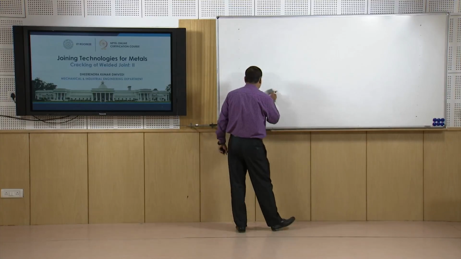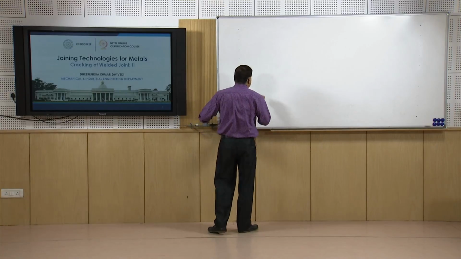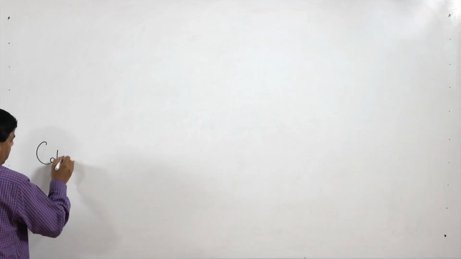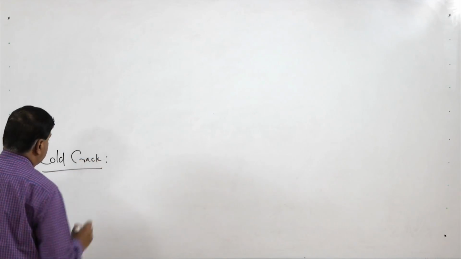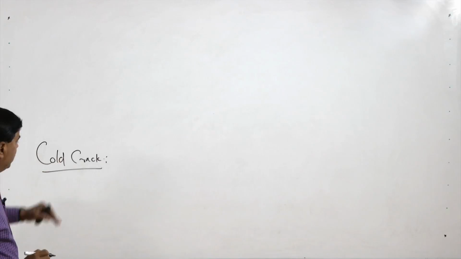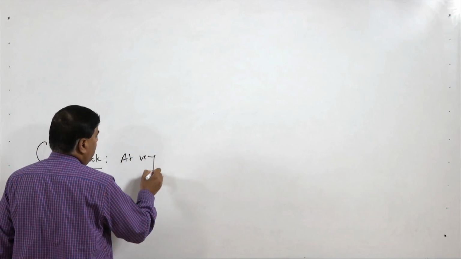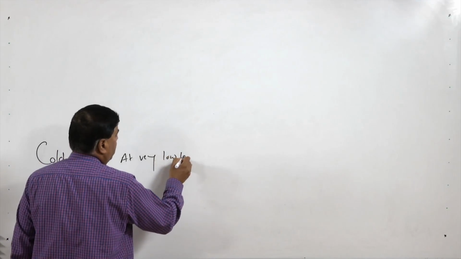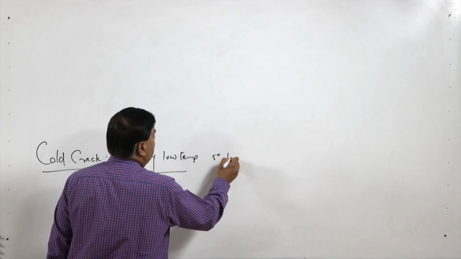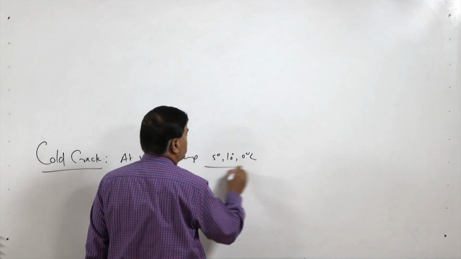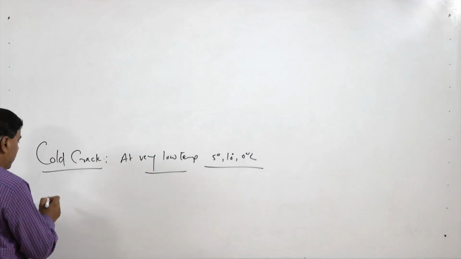Another one is the cold crack or the delayed crack. Various names have been given, but it is very commonly known as cold crack. This type of cracking is called cold crack because it occurs normally at very low temperature conditions, like maybe 5 degrees or 10 degrees or 0 degrees centigrade. So, under low temperature conditions, this kind of cracking tendency is observed.